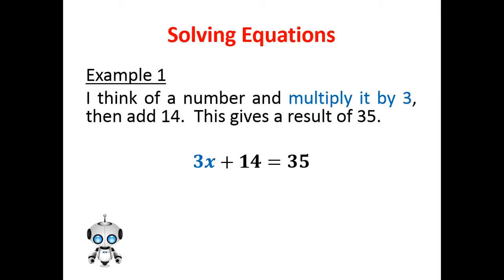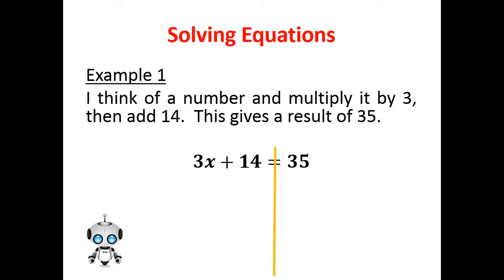When I multiply a number by 3, I write down 3x. x is the number we're thinking of. When I add 14, I write plus 14. And when I say gives a result of 35, this means we put it equal to 35. So we're going to solve this equation to determine what x is.